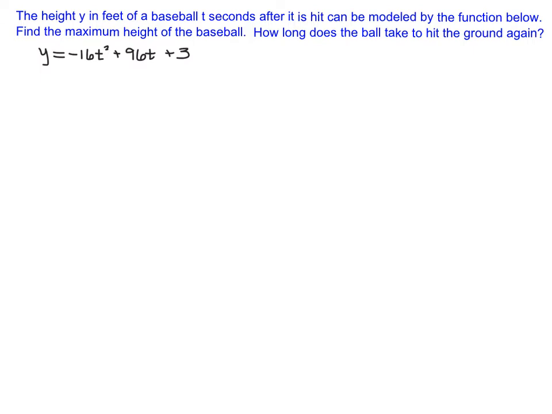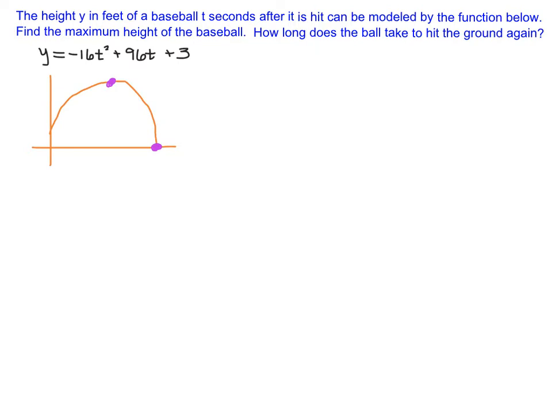So what we have here is a quadratic situation, and I'm just going to draw a little sketch here. We know that the ball gets hit from some height, and it goes up, reaches a high point, and comes down. What we're trying to do here is find essentially two values. We're trying to find the highest point, and we're trying to find when we come down here and hit 0, we hit the ground again.